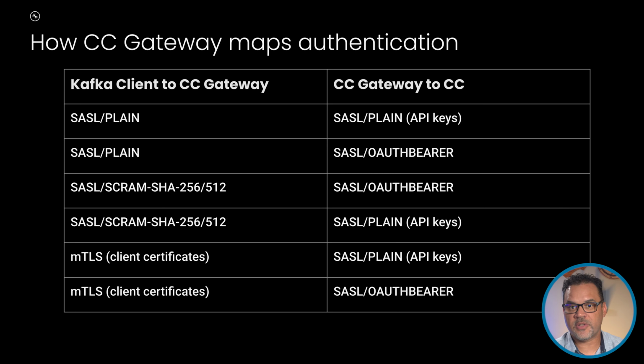Instead, CC Gateway allows clients to keep their existing credentials. It extracts the client's identity and looks up the credentials from a supported secret store. Think AWS Secrets Manager or HashiCorp Vault. Then it uses those credentials to authenticate to the destination cluster. Here are some supported translation paths. This means there's no need for immediate changes to client configurations by developers for authentication. Gateway is going to handle this authentication mapping for us.